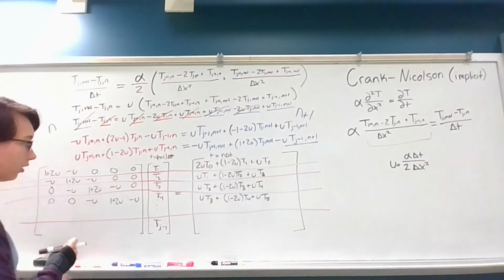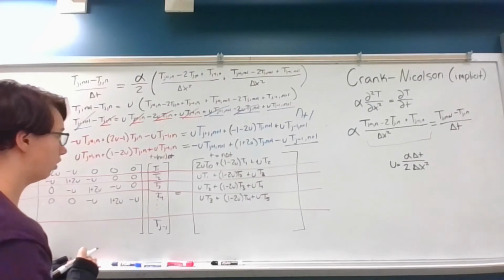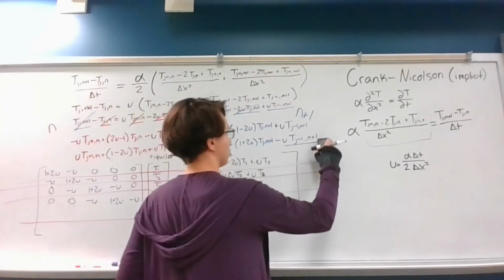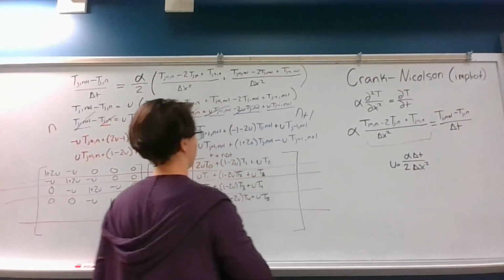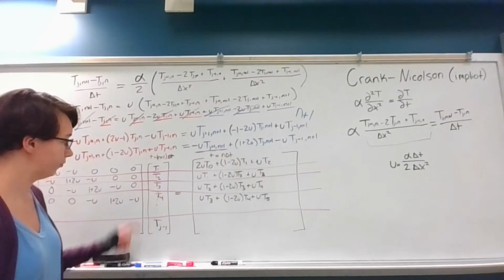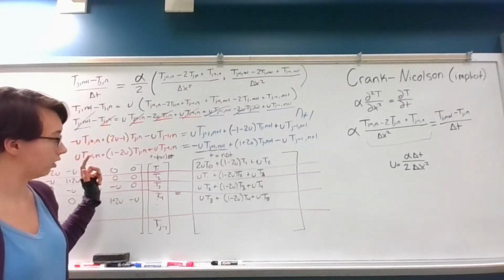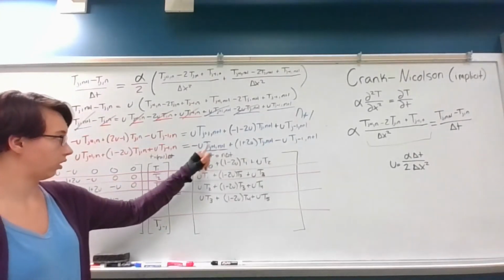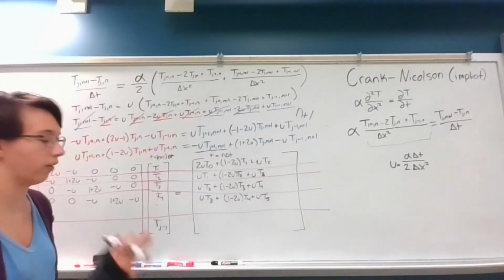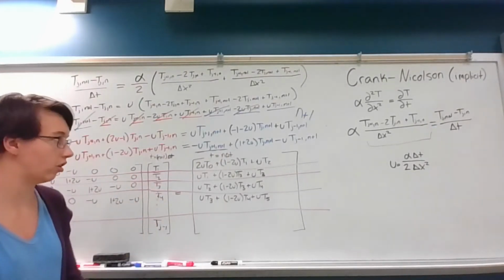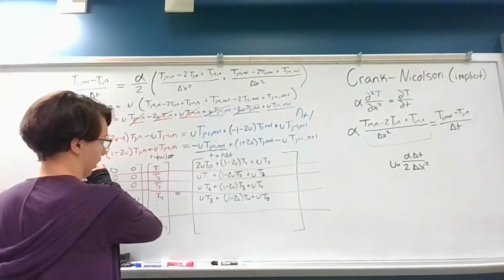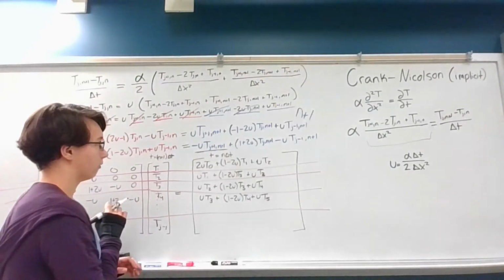Last row is going to be similar, but this time it's not this term that's known. It's this term that's known, because it's j minus 1, so the temperature at j, that's the very last temperature we have on the bar, that temperature is also always known. So this time that one's going to go over to that side.